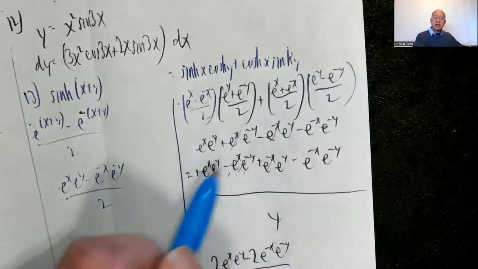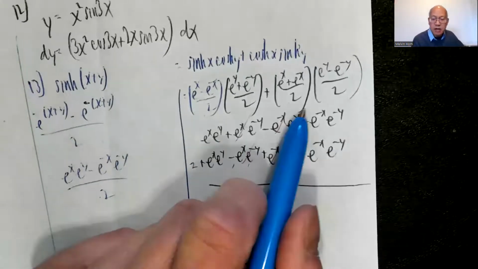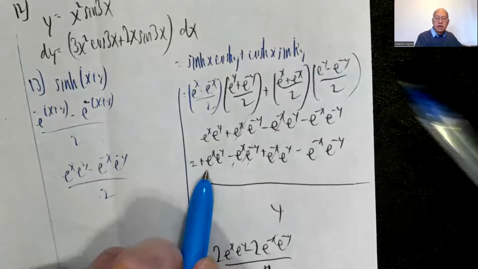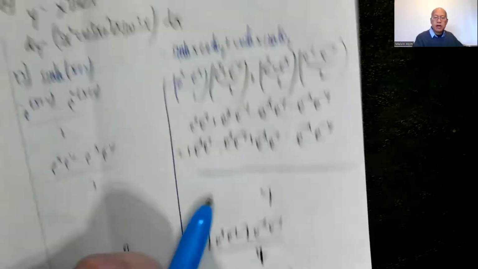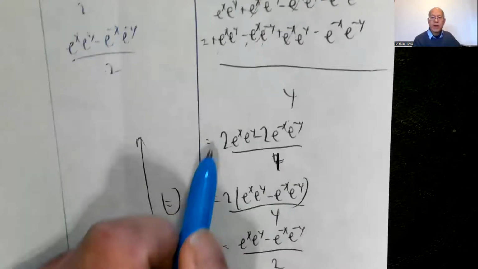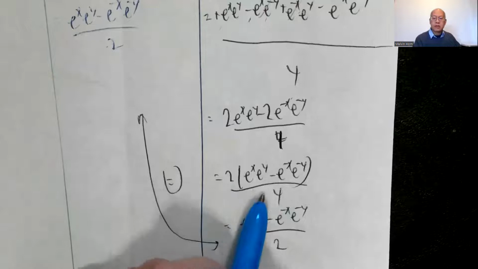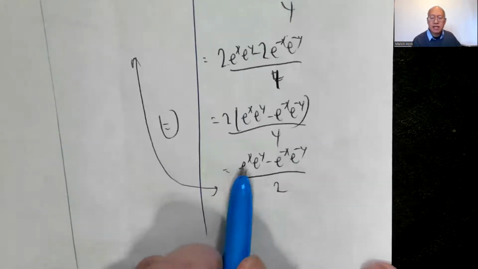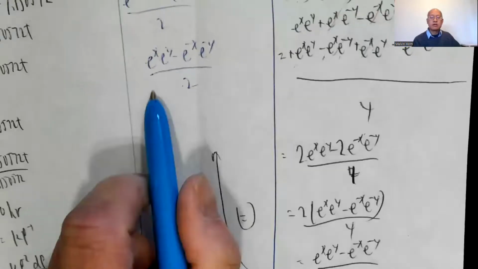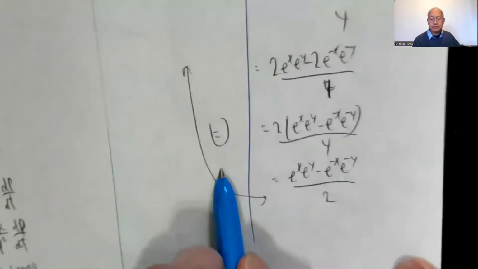Okay, and so I lined this up so that you'll notice that these two cancel out. These two cancel out. I have 2 of these. I have 2 of these. So I have 2 e to the x, e to the y, minus 2 e to the negative x, e to the negative y. Factor out the 2. 2 cancels with that 4, leaving e to the x, e to the y, minus e to the negative x, e to the negative y, all over 2, which matches this side here.